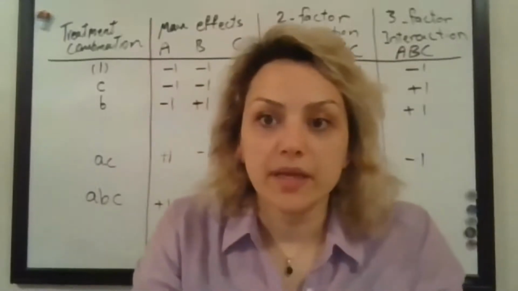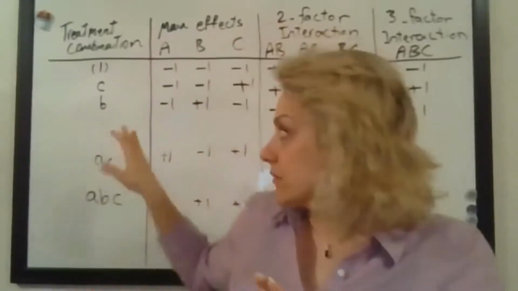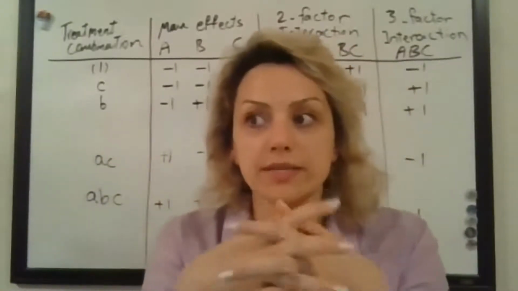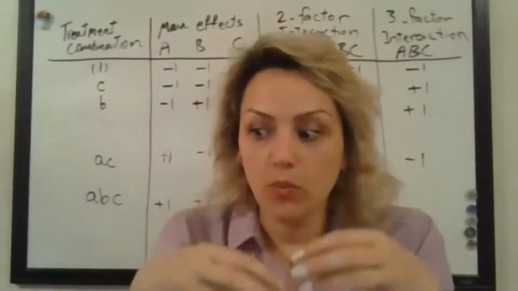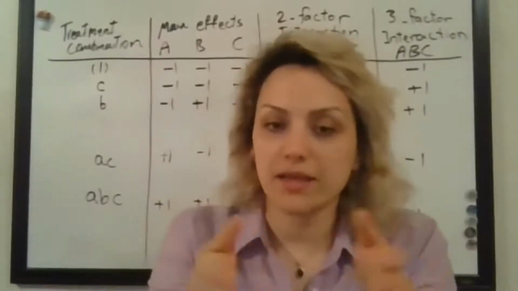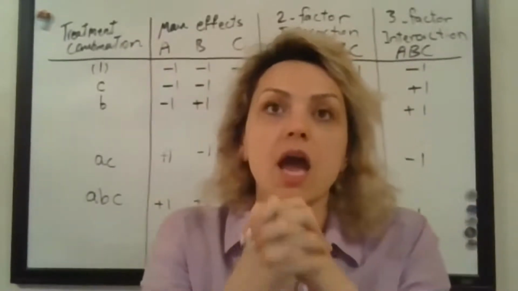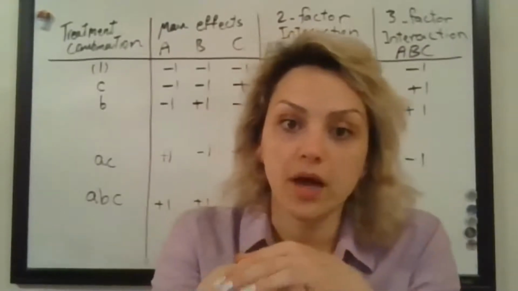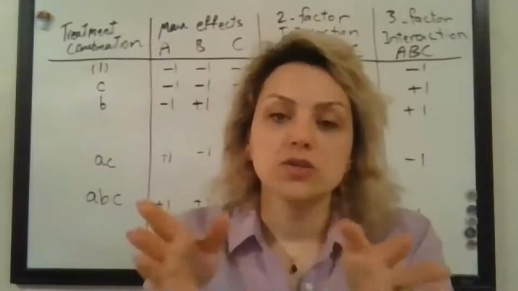Okay, after making all of these combinations and finding out their effects, we want to know which ones are significant. As we said in the previous slides, we have two methods: we would go with the normal probability plot or we would go with the ANOVA table. So let's talk about the ANOVA table here.